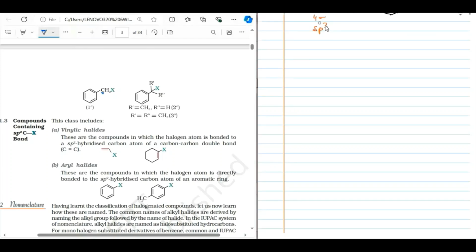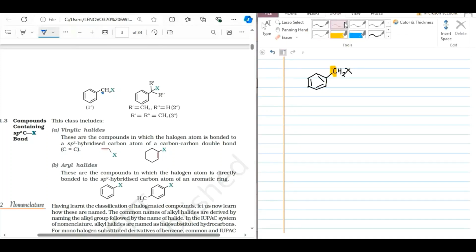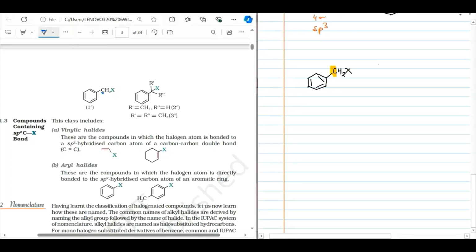Now let's examine this example. Here this is the benzene ring. There are alternate single and double bonds, and the carbon bonded to it is bonded to another 2 hydrogens and to the halogen. Now we need to focus on the carbon to which the halogen is bonded. This carbon has formed 4 sigma bonds, so the hybridization will be sp3.